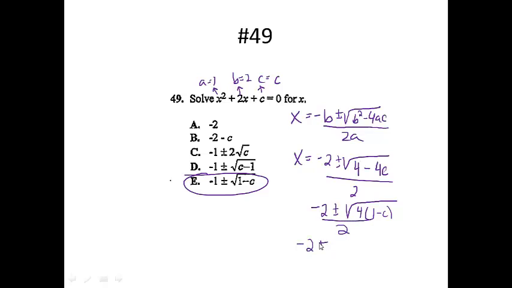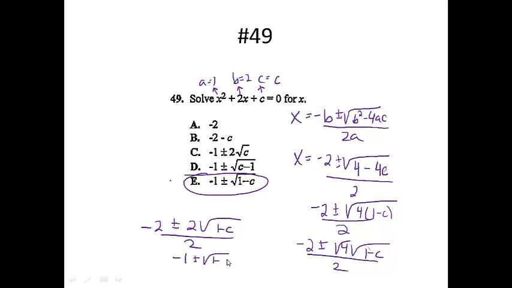I could rewrite this as negative 2 plus or minus the square root of 4 times the square root of 1 minus c. We can separate those two. And then the square root of 4 is equal to 2. So I'm going to have negative 2 plus or minus 2 square root of 1 minus c over 2. And now since all parts have a 2, I could divide out a 2. That will give me negative 1 plus or minus the square root of 1 minus c. So that was choice E.